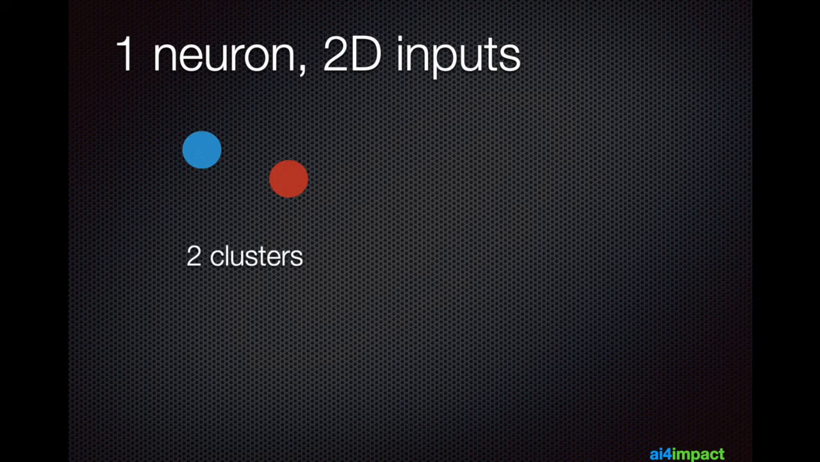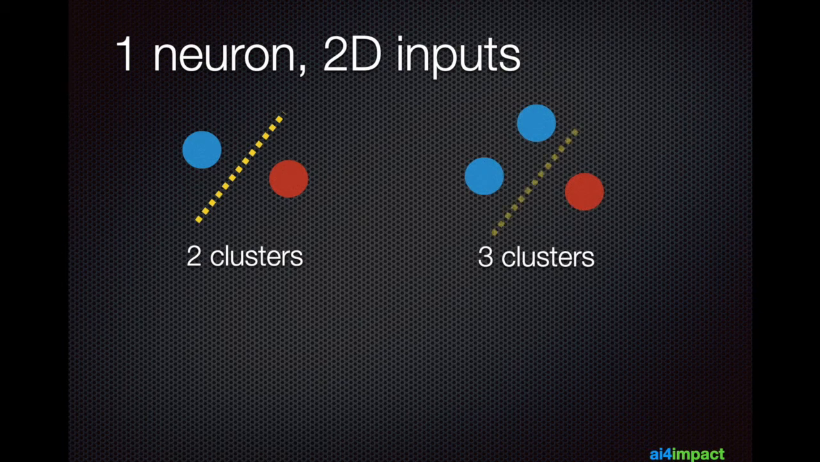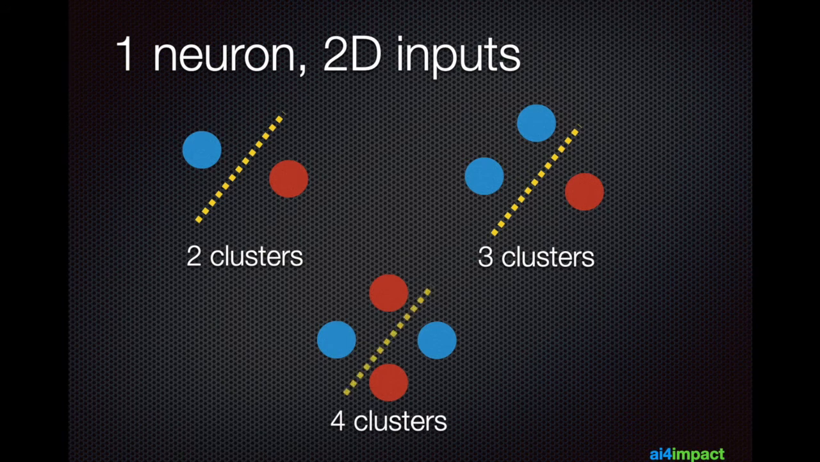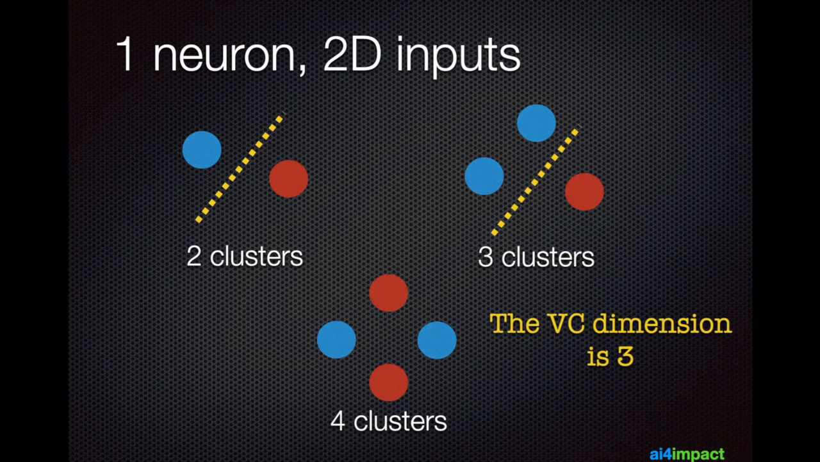With two clusters like this, we can easily draw a line to separate them. Similarly, with three clusters, we can still draw a line no matter how the clusters are configured. With four clusters, we cannot draw a decision boundary that separates them. So in this case, we say that the VC dimension is 3, because that would be the maximum number of binary clusters that we can separate.